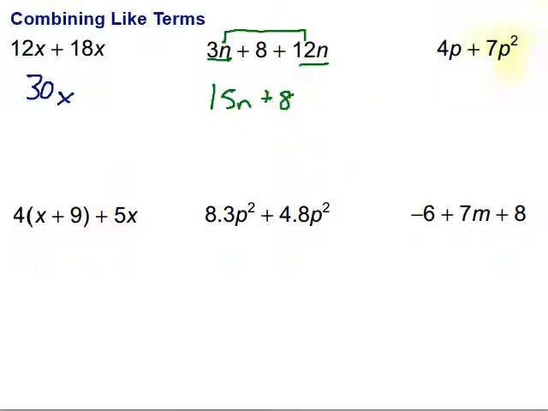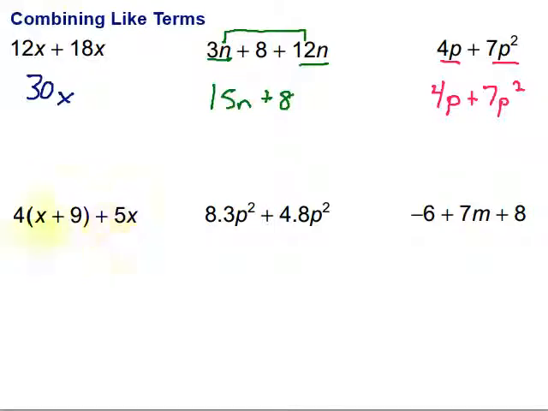Alright, so then let's take a look at this one. Well, here we've got 4p and 7p squared. Okay, now in that situation, we're not going to be able to combine those because they are not like terms. We've got a p and a p squared, so it just is what it is. We can't combine those, so if we were simplifying it, it would just be the same thing. They're not like terms.